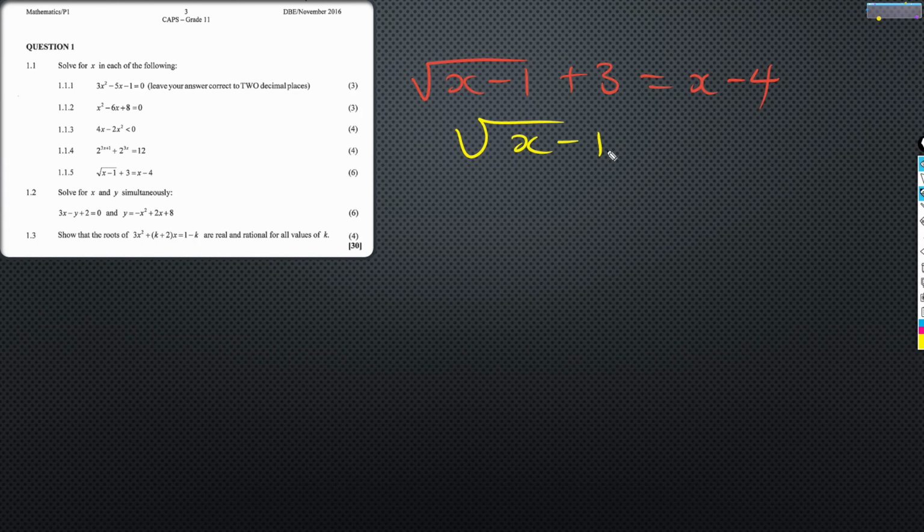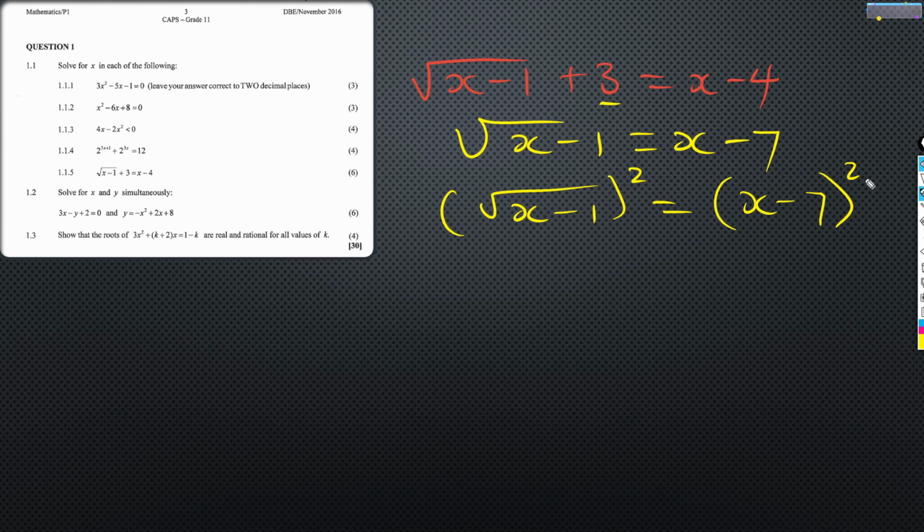So x minus 1, I'm going to take 3 to the other side, which is equals to x minus 3 will be minus 7, right? So this gives us the opportunity for us to square both sides so that we can cancel the square root. I think last time I told you that the square root here is just equivalent to 1 over 2. So when you multiply that by 2, you are getting rid of the square root, right?